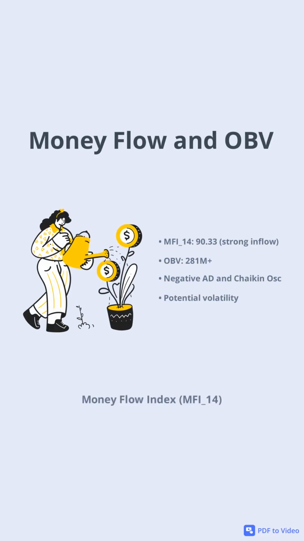Money flow index, MFI 14, is extremely high at 90.33, suggesting strong buying pressure or a recent influx of capital. On balance volume, OBV, is also elevated at over 281 million, reflecting the recent volume spike. However, negative accumulation distribution, AD, and Chaikin oscillator values indicate that despite high volume, selling pressure may still be present. This divergence is a warning sign for potential volatility ahead.